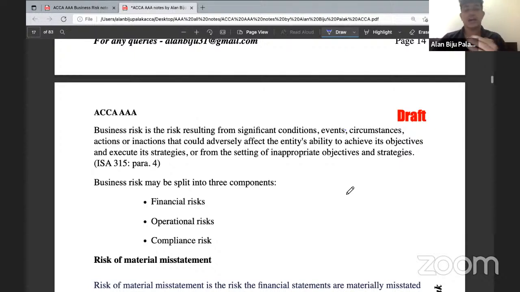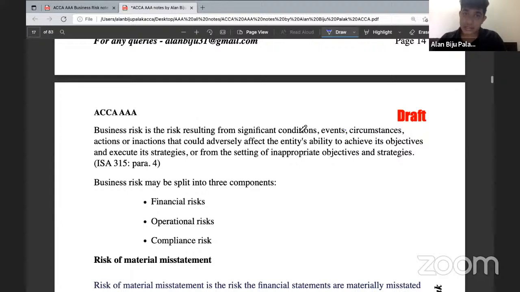And other than financial risk and operational risk, there is another main risk, which is compliance risk. There are possibilities where the company might not be following the laws and regulations, due to which the company needs to pay huge amounts of penalties and fines to the government. And this is called compliance risk. There are also situations where the company is not paying tax and other dues on time, due to which the government might take action against the company.